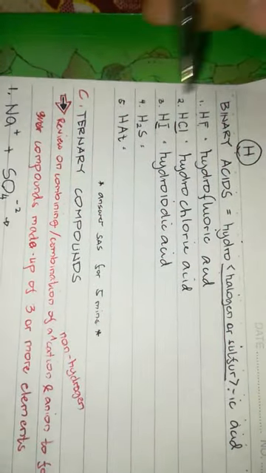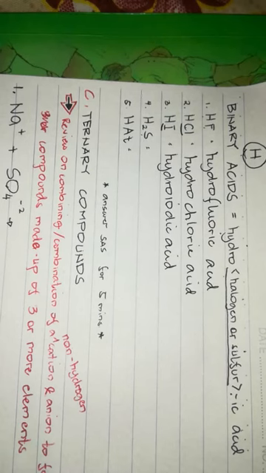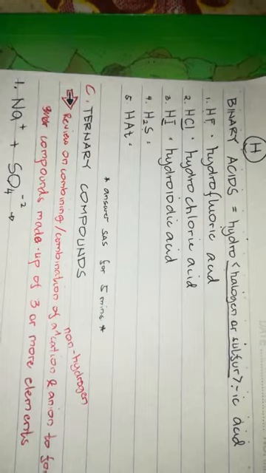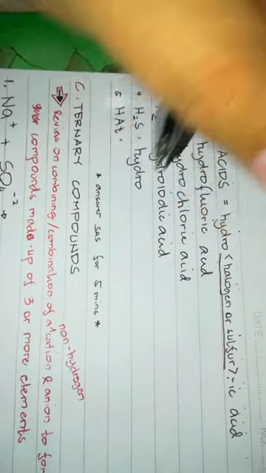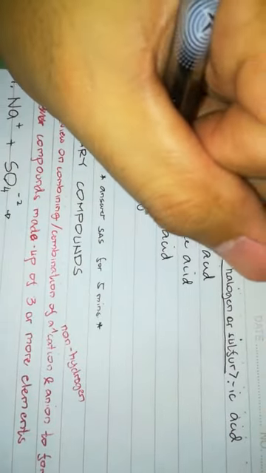Now, in this case, sulfur is not a part of the halogen group. Yun nga lang kasi, when sulfur combines with hydrogen, it forms an acid. So, sinama siya sa binary acid. So, this is hydro. Sulfur will become sulfuric acid.